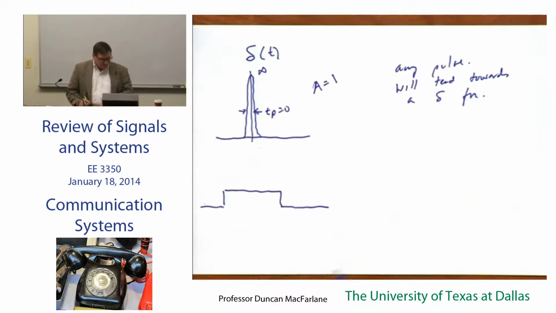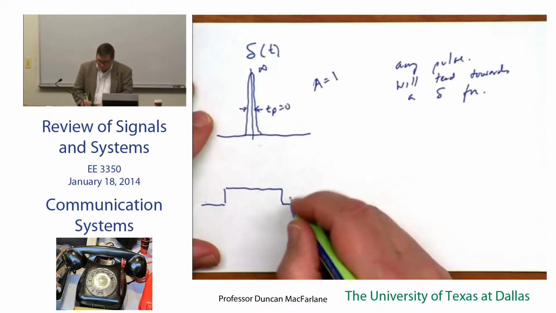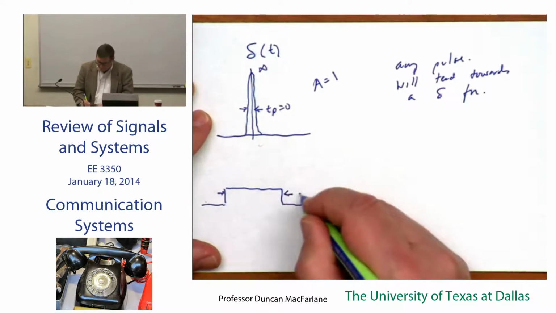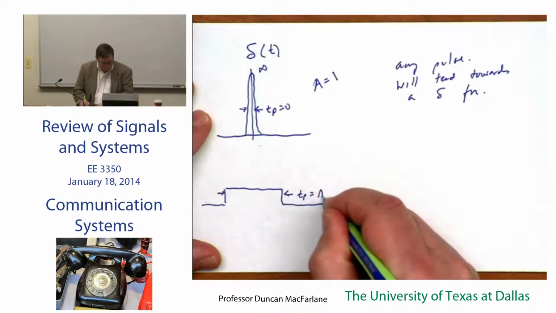So I'll take a square pulse here, and what I'm going to do is label the pulse width equal to A.